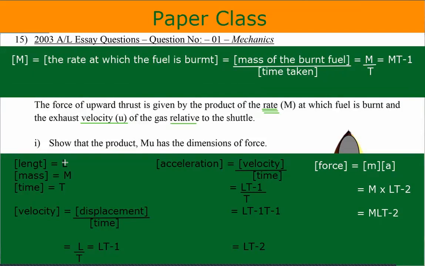Complete this note, dear. Still, we did not reach the answer. So we should prove that the product Mu has the dimensions of force. We have found the dimensions of force as M L T minus 2, and we have found the dimensions of capital M, the rate at which the fuel is burned, as M T minus 1. So we want to do one more thing. We are one more step behind the answer.